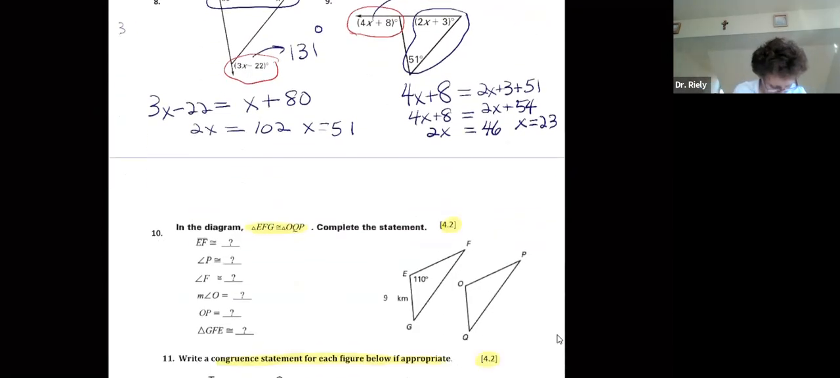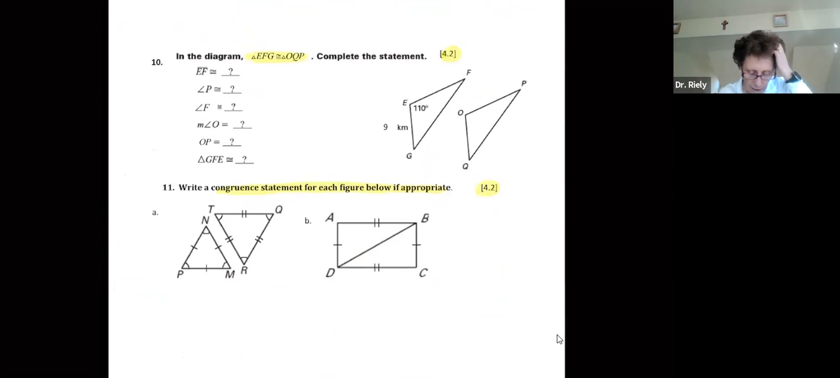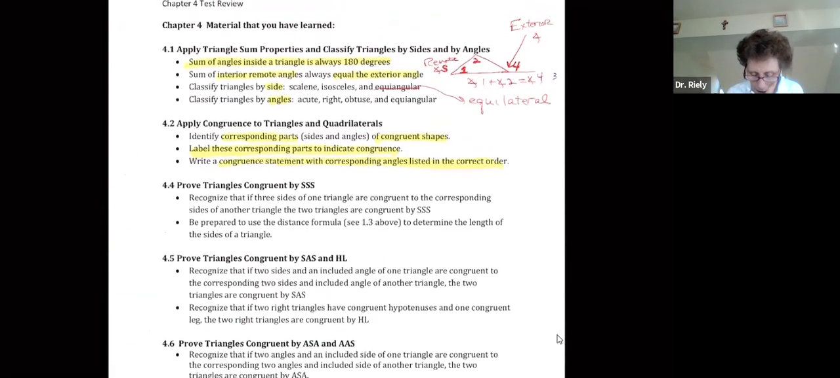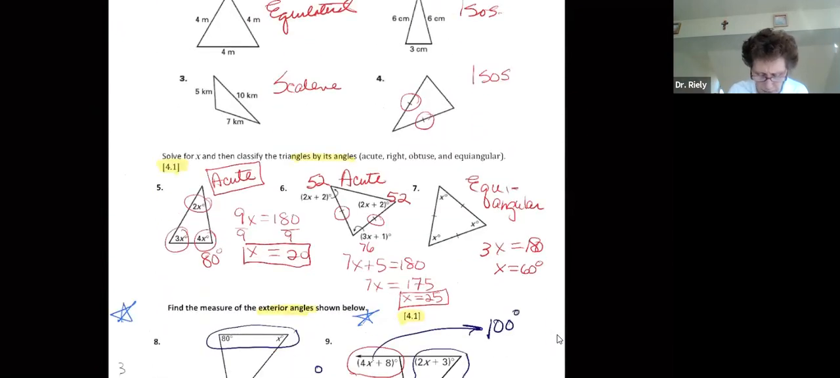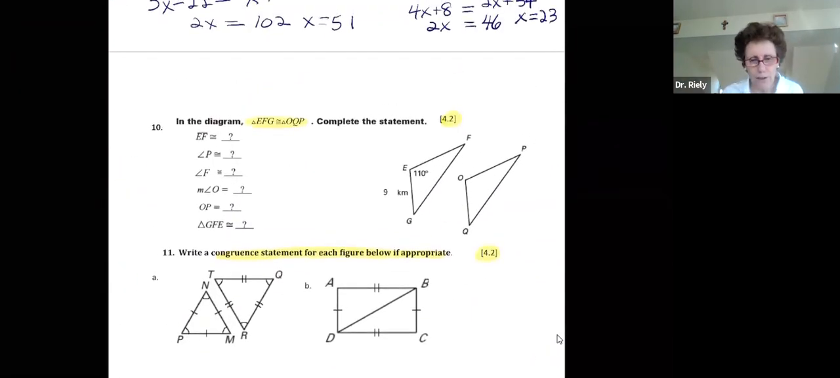Okay, that takes us to the next page. Thank you, Quincy, I just got your homework. That takes me to the next page, which is all 4.2. Just to go back quickly, 4.2 is applying congruence to triangles and quadrilaterals. You have to figure out your corresponding parts, and you have to be able to write a congruence statement. So the big question is, can you follow directions?